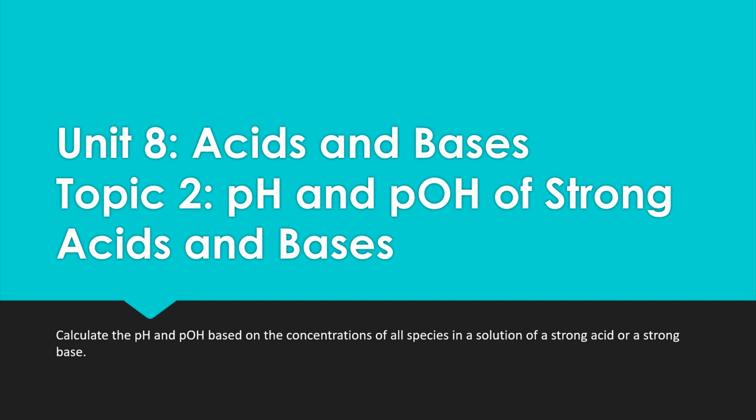Hello, we are going to continue in Unit 8 with Topic 2 on pH and pOH of strong acids and bases. So we're going to take a look at how we determine what the hydrogen and hydroxide ion concentrations are and then how we calculate their pH from there.